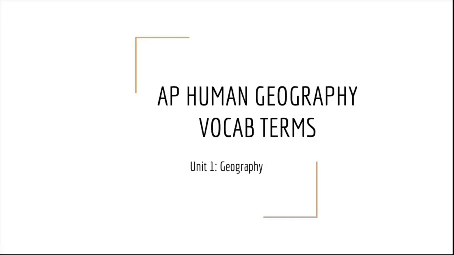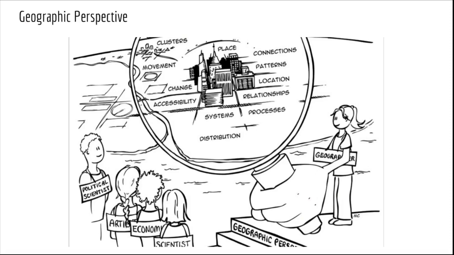Welcome to the first in a series of videos about AP Human Geography. So this is Unit 1, Geography, its nature and perspective, and in this video I'm going to go over a lot of the key terms that we need to know. So let's get started. The first one is geographic perspective.